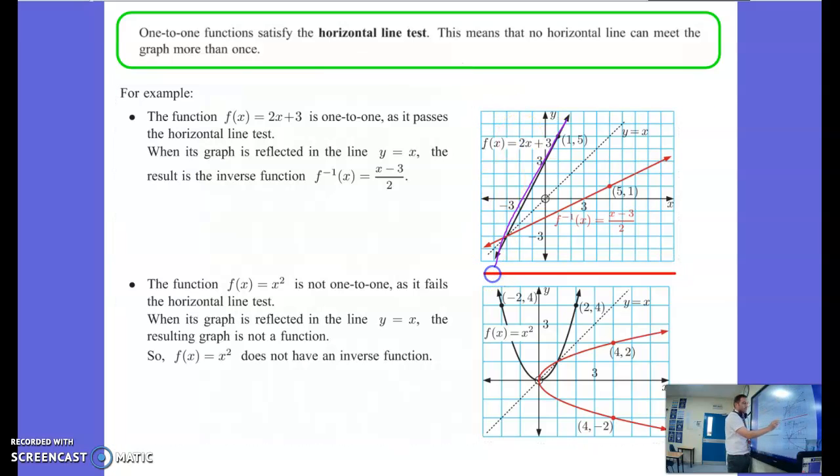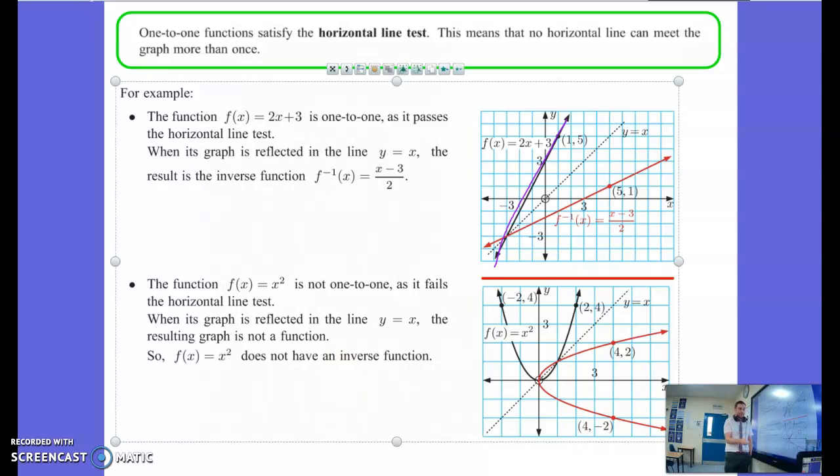For this second example, where we've got f of x equals x squared, if I drag this horizontal line, it's got two possible inputs for every output. And down here, doesn't matter. So you can see this black graph here is not passing the horizontal line test. It is not touching that horizontal line only once. Okay, it does not have an inverse function.